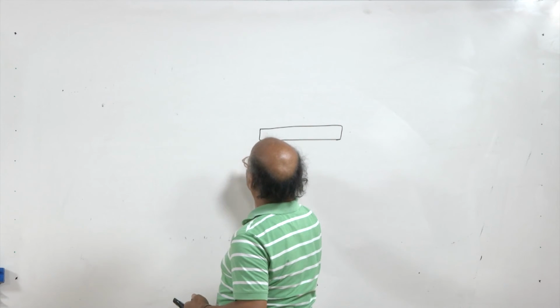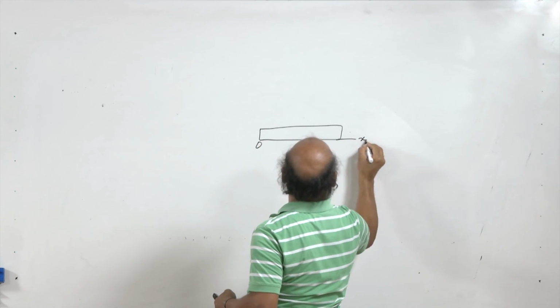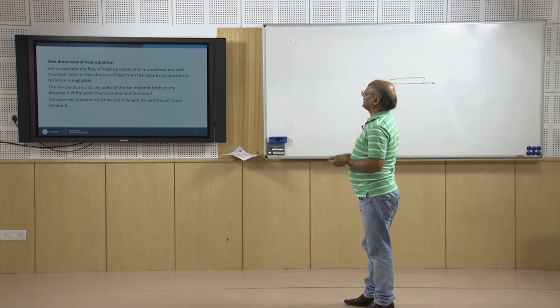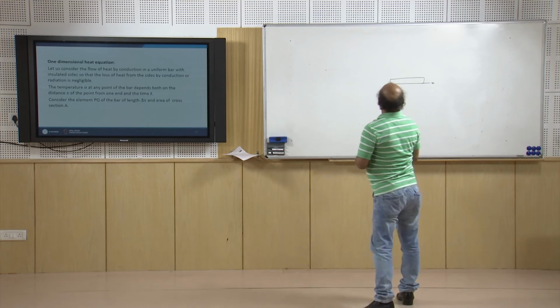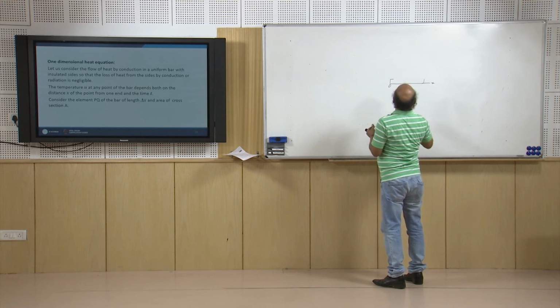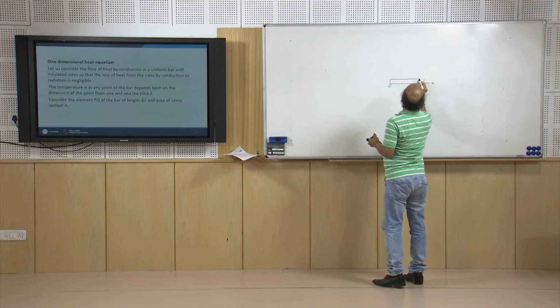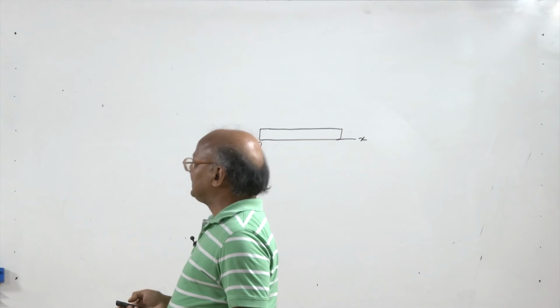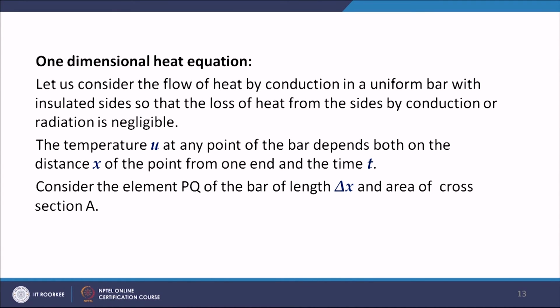Let us consider a uniform bar whose sides are insulated, so that there is no loss of heat by conduction or radiation from the sides. The temperature U will be a function of x and t. x is the distance of the point under consideration from one end, and t is the time.